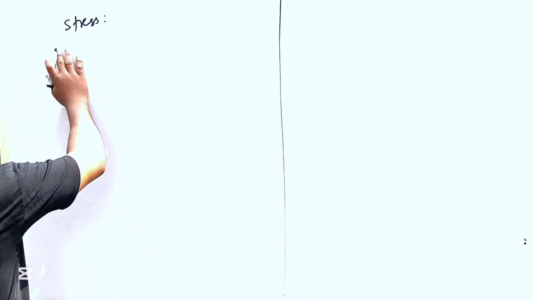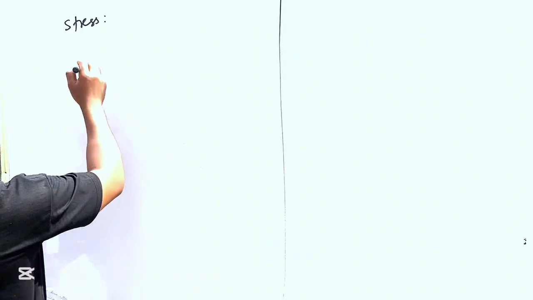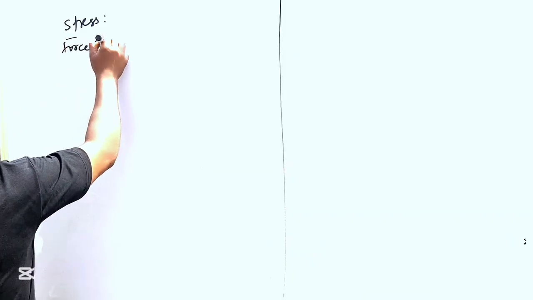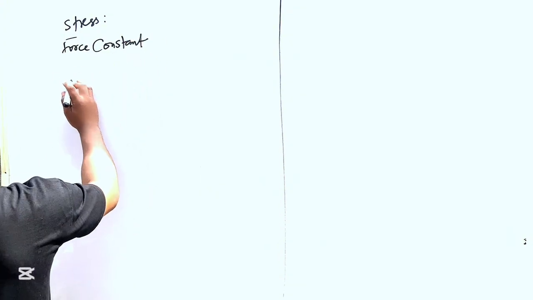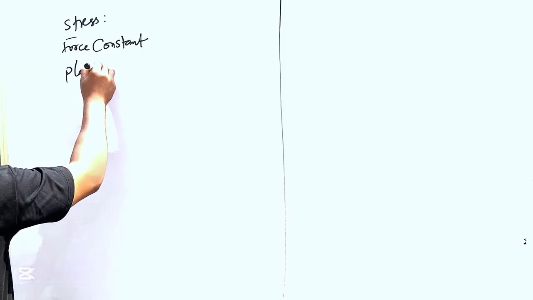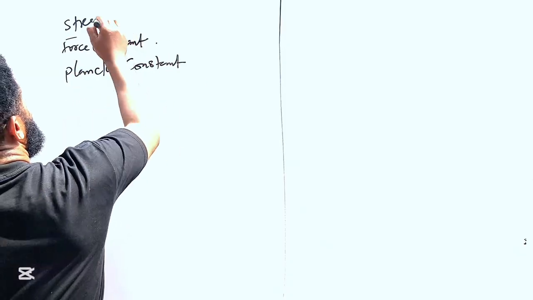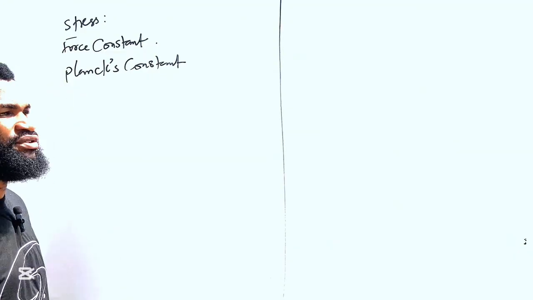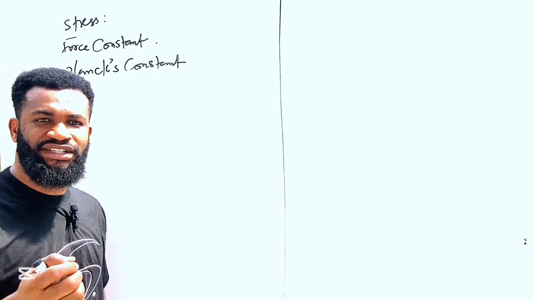So we said we should find the SI unit of tensile stress, and another one is force constant, and another one is Planck's constant. All right, so let us find their base unit. Base unit means I'm going to break them all down to their basic SI unit.